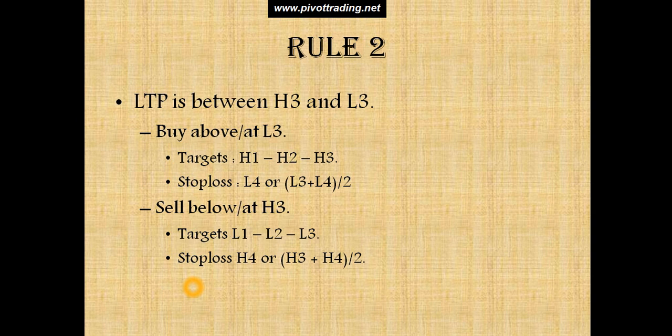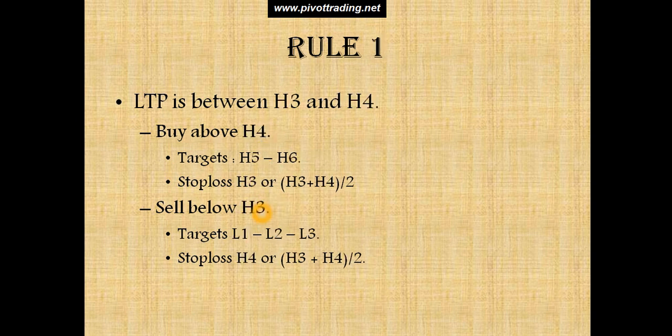Now rule 2. What does rule 2 say? When the price is between H3 and L3, we buy at the lower price, that is L3, and we sell at the higher price, that is H3. The next rule: if the LTP is between L3 and L4, we buy above L3, that is at the lower level, and we use L4 as our breakdown level.